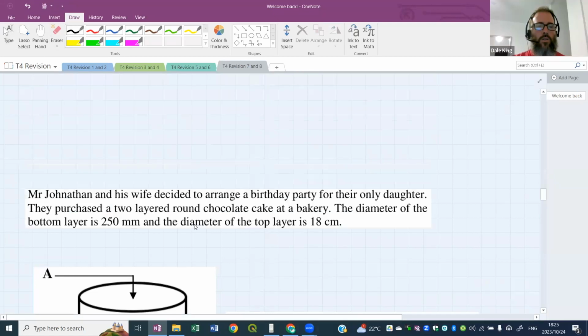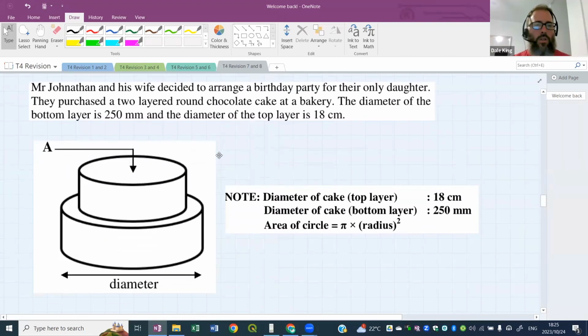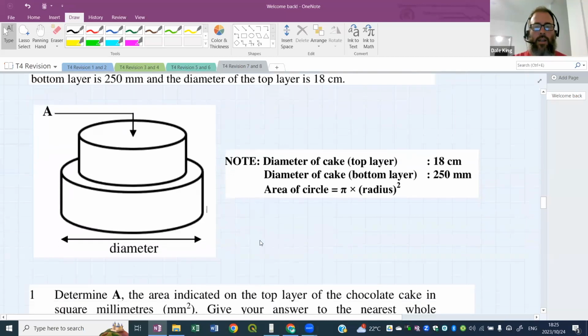So here is the contextual text. Mr. Jonathan and his wife decided to arrange a birthday party for their only daughter. They purchased a 2-layered round chocolate cake at a bakery. The diameter of the bottom layer is 250 millimeters and the diameter of the top layer is 18 centimeters. All right, so we have all this information here on the right-hand side. We see diameter of top layer 18, diameter of bottom layer 250 mils. And they also give us the area of a circle formula there. So that's the scenario. Two cylinders on top of each other to make a 2-layered cake. Let's see what the question is.